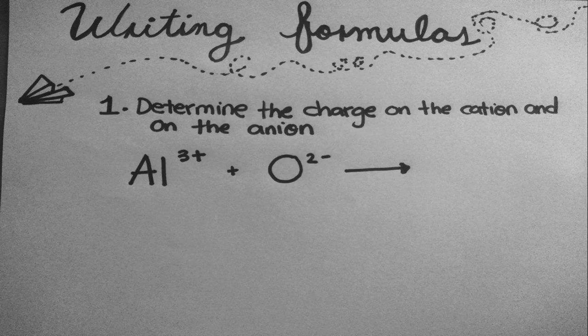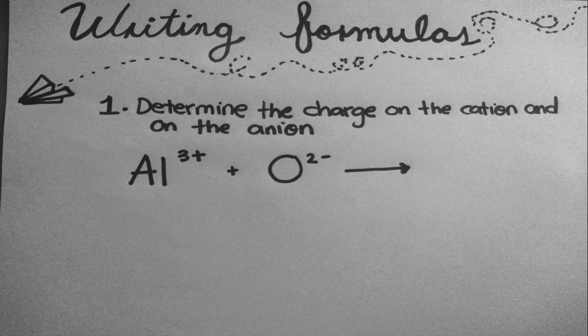Now I'm gonna use a different example, aluminum and oxygen. As we can see, aluminum is in group number 3, 3A, and has a charge of 3 positive. Oxygen has a charge of 2 negative. Oxygen is in the group 7A.